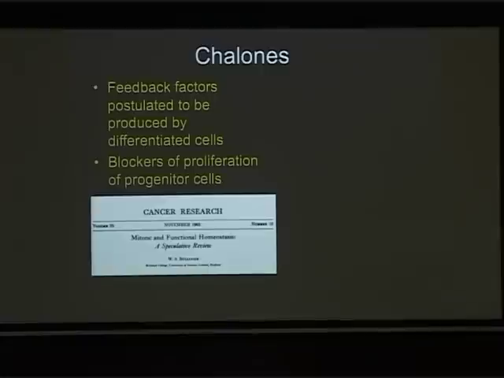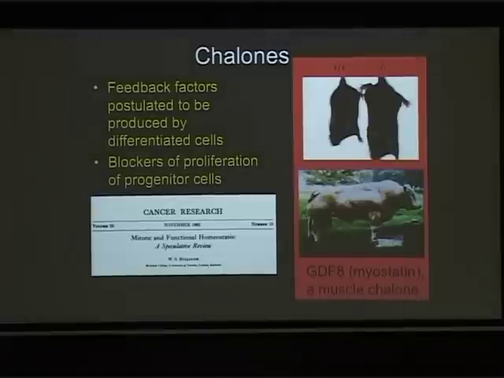And that's how you enable tissues to maintain a constant size or reach a constant size. And even though that was back in the 50s, it was not until the late 90s that the first such molecule was actually identified. And that molecule is known as myostatin, or GDF8, growth and differentiation factor 8. So, terrible names.